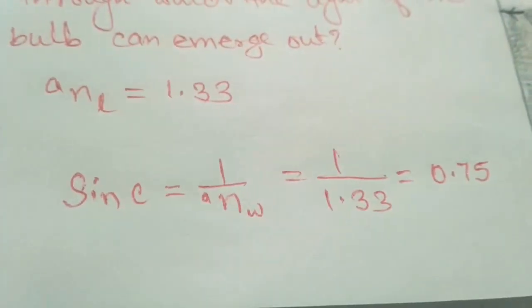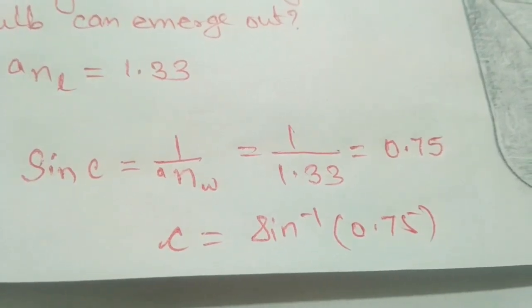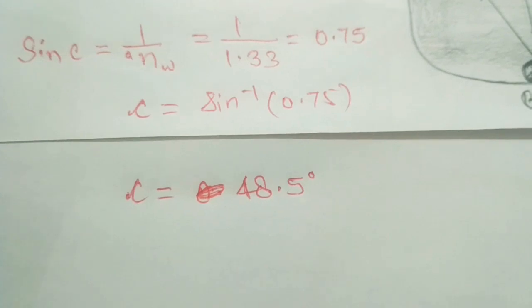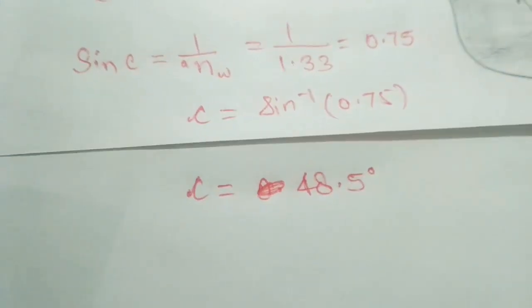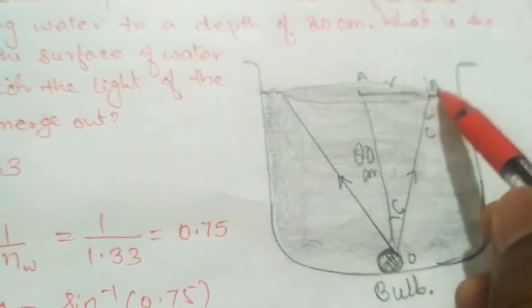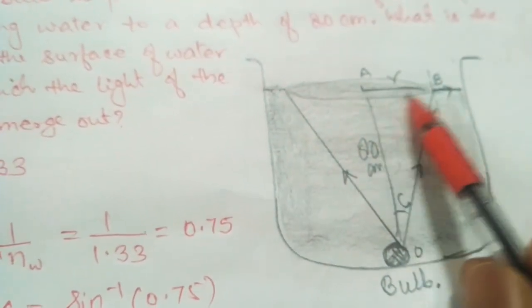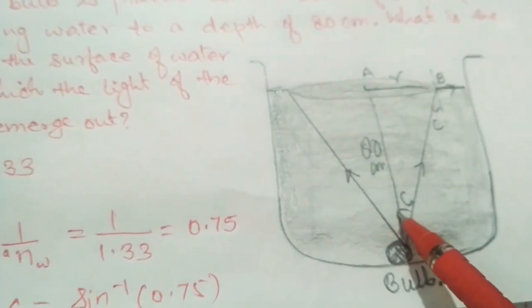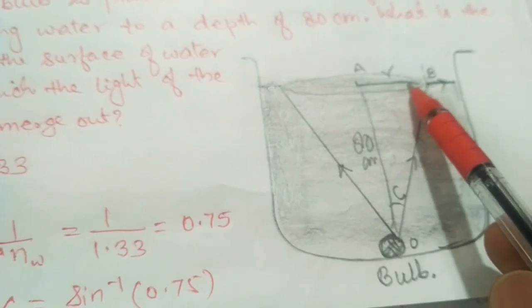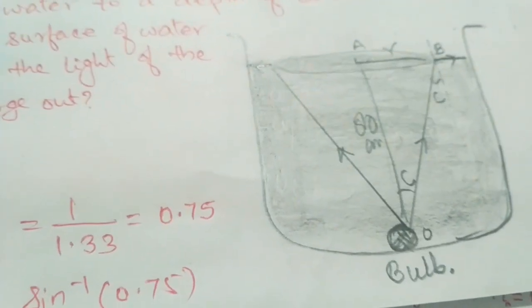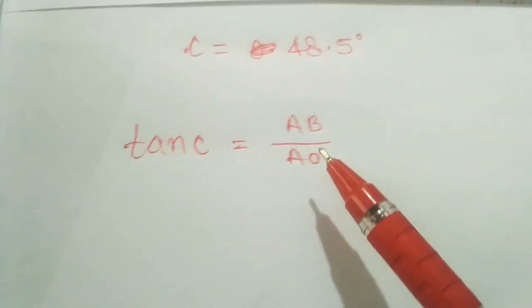So what is the critical angle here? It becomes sin inverse 0.75, so the critical angle is found to be 48.5 degrees. Now go to the diagram again. See this triangle OAB. In this triangle, we have to find the radius R. We know this length, the depth. Using tan C, we will have perpendicular and base, so I think we can calculate it. Let's use tan C here. So tan C is equal to AB upon AO.